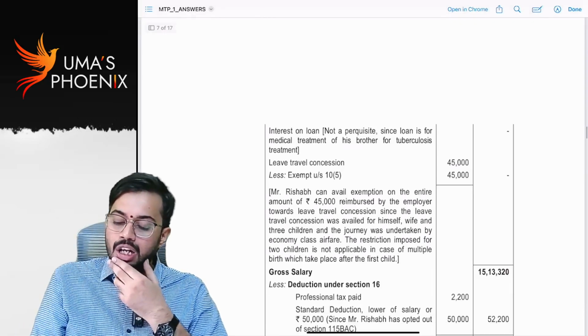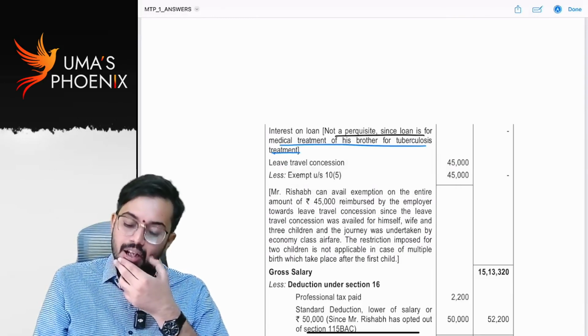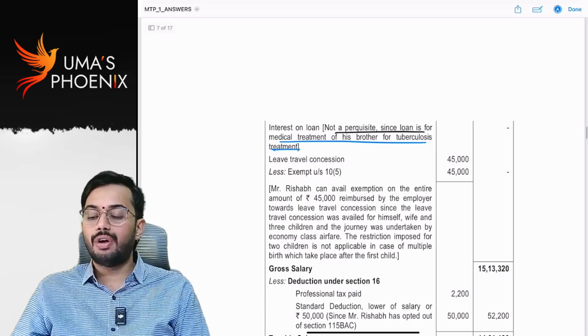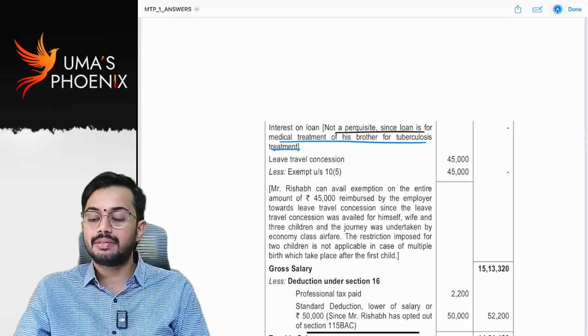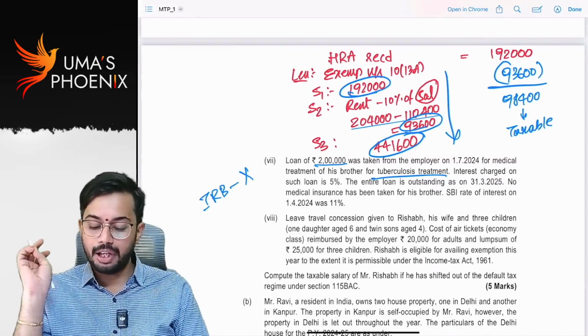So since it is not a perquisite, since the loan is taken for medical treatment of his brother for tuberculosis. Tuberculosis is a specified disease. So when a loan is taken for a specified disease, the interest rate benefit is not taxable to the employee.